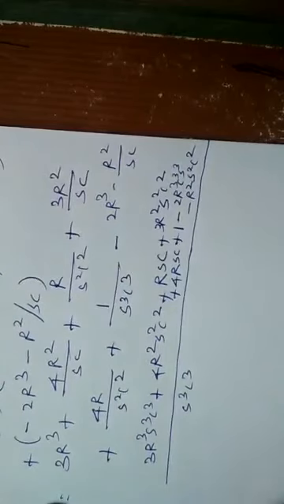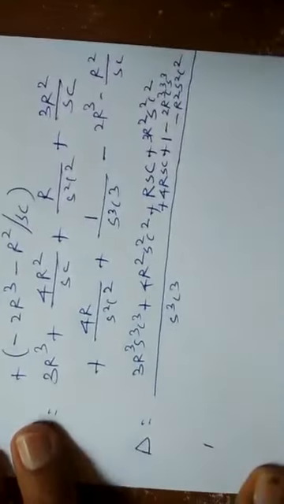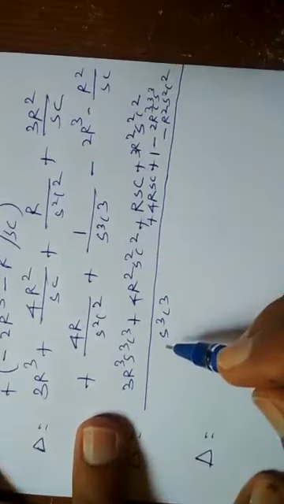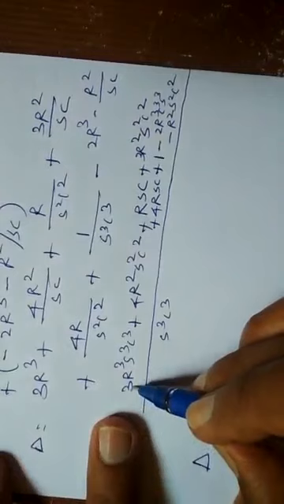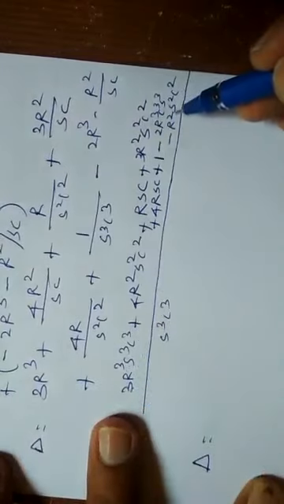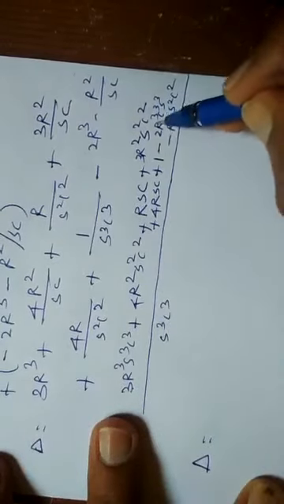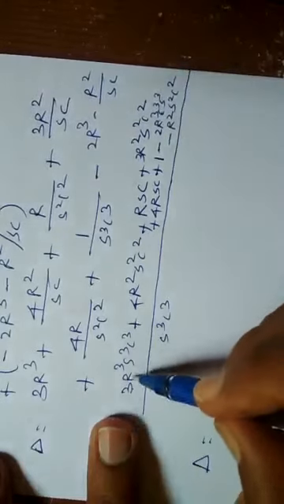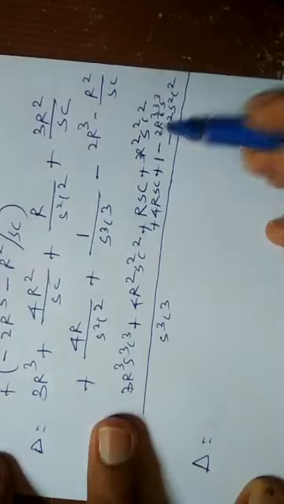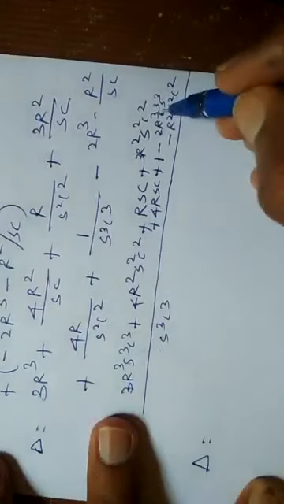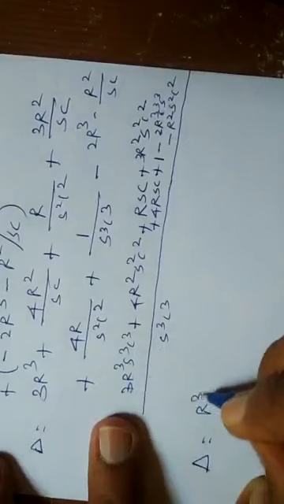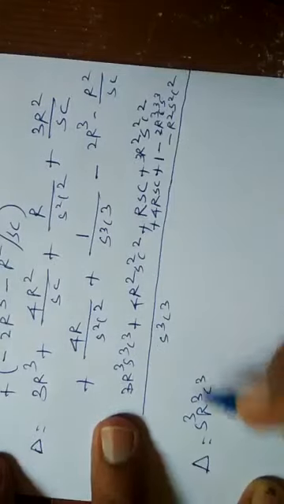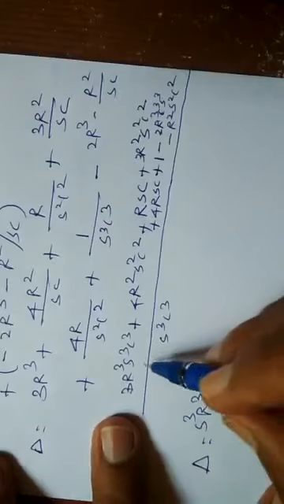And next, the new del equation becomes, we'll be having 3R cube S cube C cube. Here 2R cube S cube C cube. So both the terms are having R cube S cube C cube. Here it is 3, here it is 2. So if you subtract, 3 minus 2 means the remaining will be only R cube C cube S cube. We can write it in order: S cube, R cube, C cube.